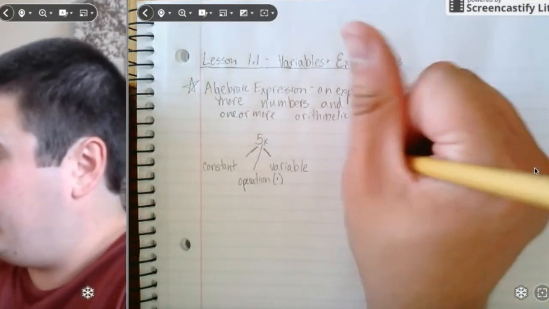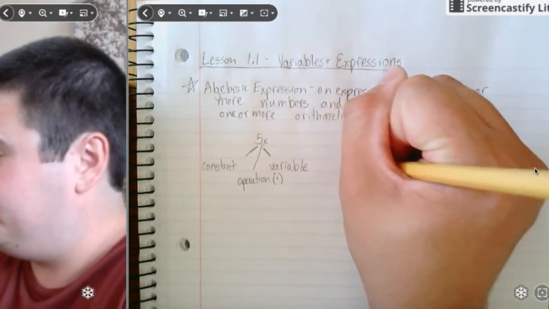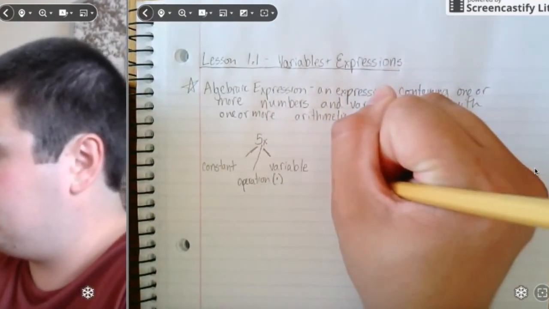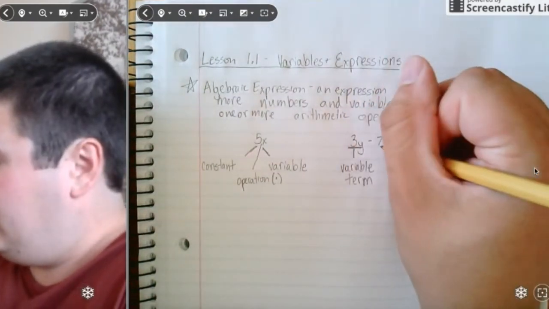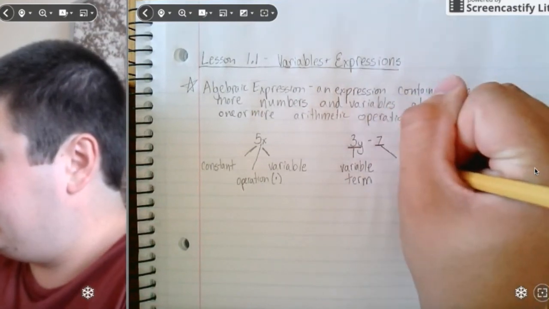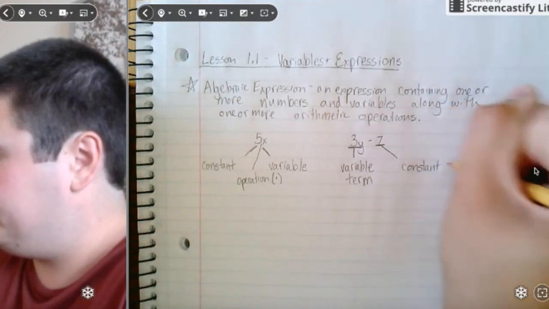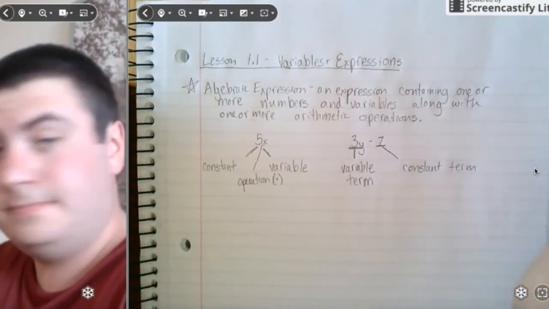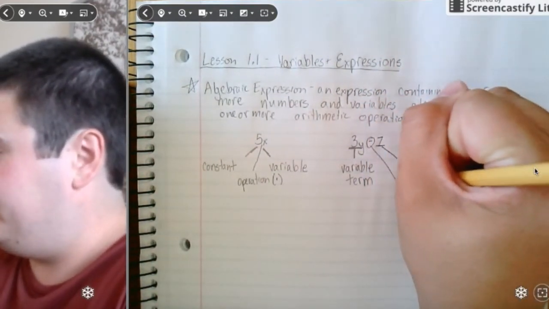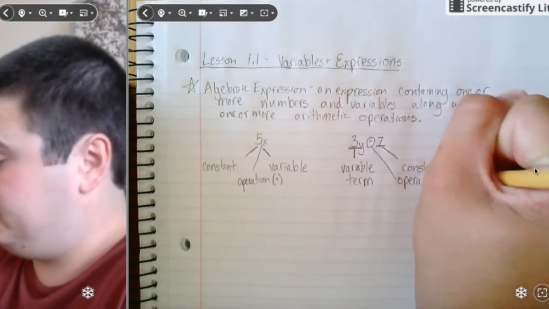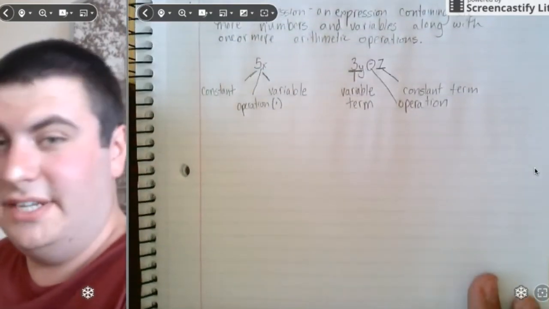Now over here, we have this first term. This first term is going to be called our variable term. This term over here is going to be called our constant term. And we have here in the middle our operation.